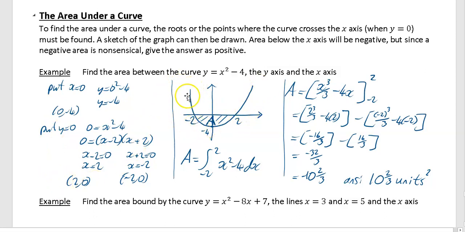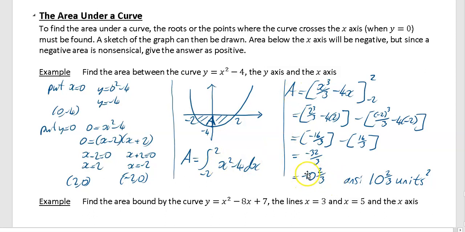of your graph. So I can see it's a U-shaped graph because it was a positive quadratic, and it crosses at -2 and +2. And then these -2 and +2 tell me what my limits are. So I'm integrating between -2 and +2, and what I'm integrating is my curve that gave me in the question. And then you just follow through the same process.